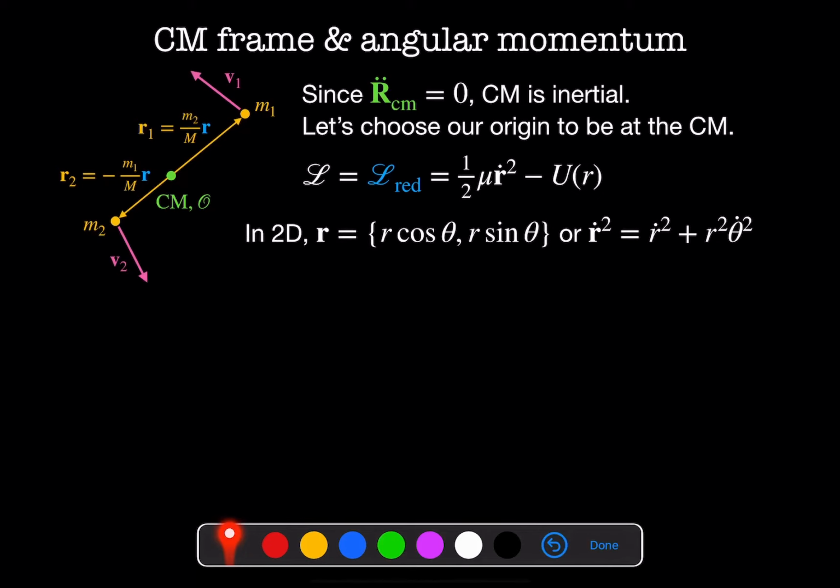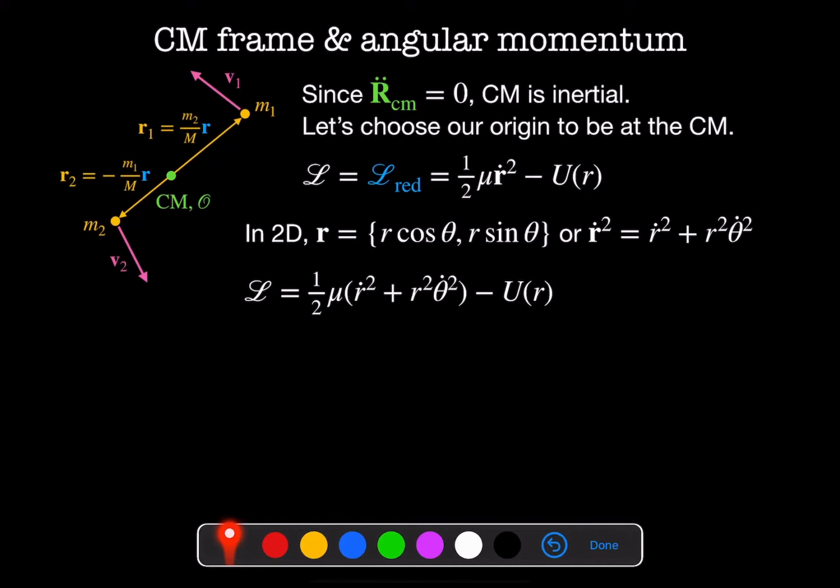In 2 dimensions, we have our relative coordinate r equal to r cosine theta and r sine theta, or we can write down the velocity of this squared as r dot squared plus r squared theta dot squared. So when we write out our new Lagrangian, we've got 1/2 mu times r dot squared plus r squared theta dot squared minus our potential energy.